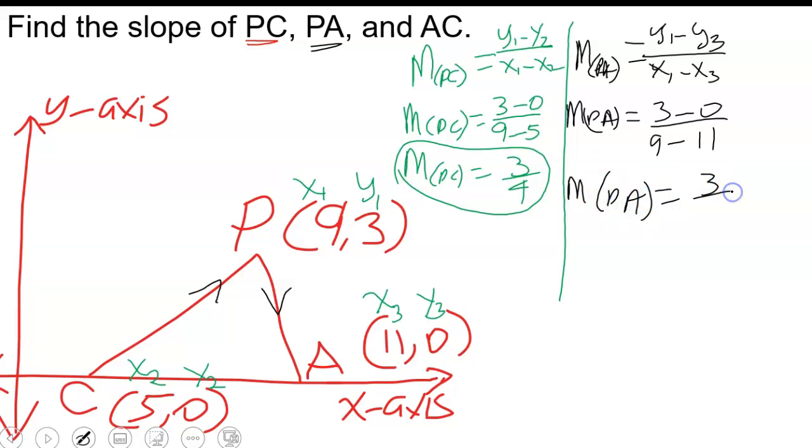So top is 3, so 9 minus 11 is, what is that? So that's -2. So -2, and that's why it's negative. So this is going to be written in the middle there, -3/2. Okay.